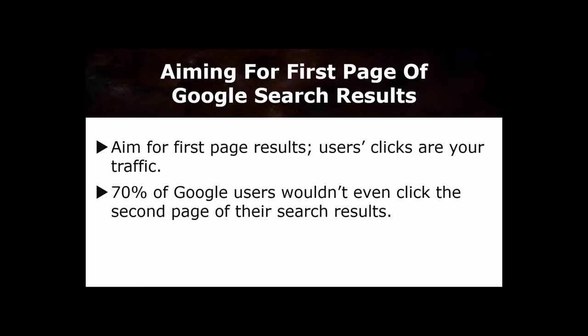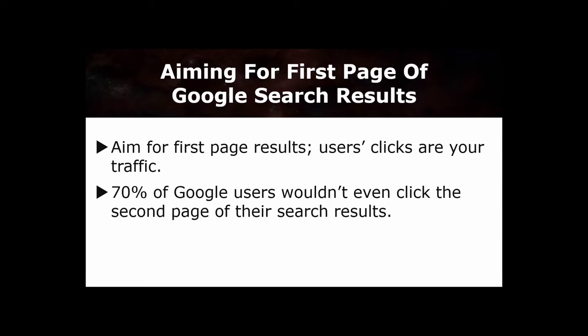The clicks you received from users are all that matters. Their clicks are your traffic. Research shows that 70% of Google users would not even click the second page of their search results. If they can't find it on the first page, they would retype their search using different relevant keywords.